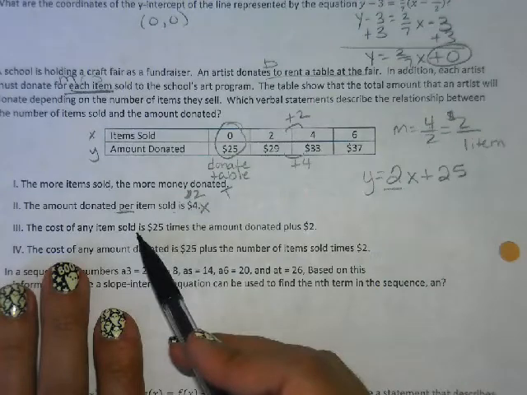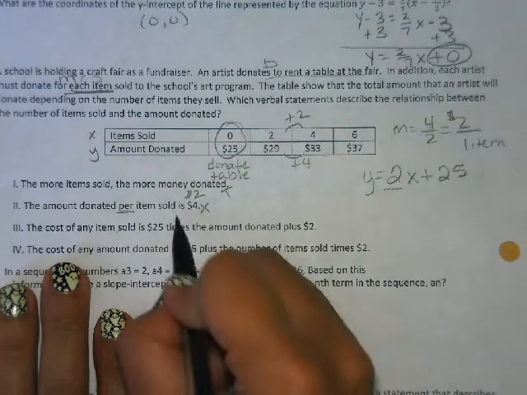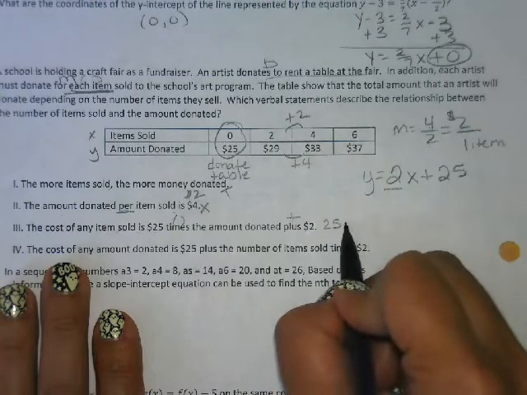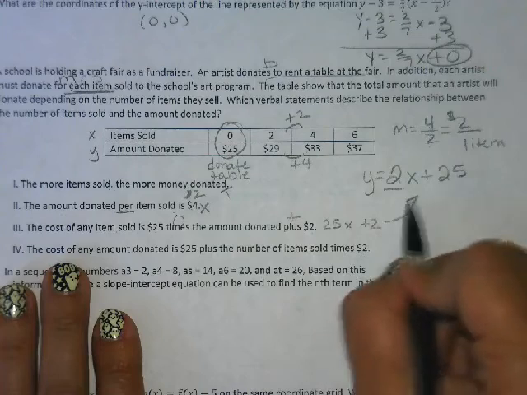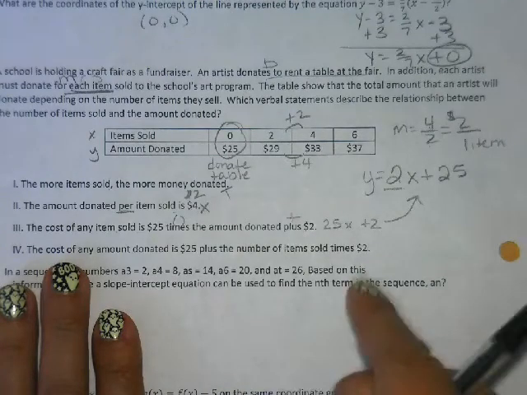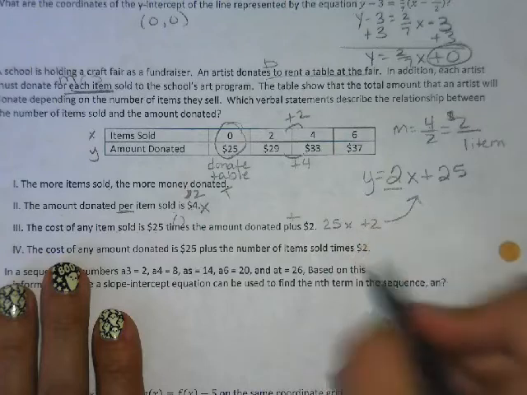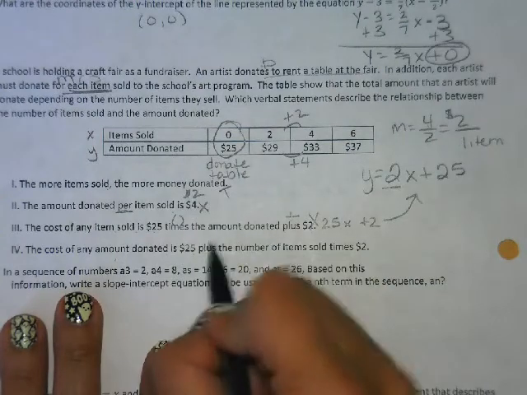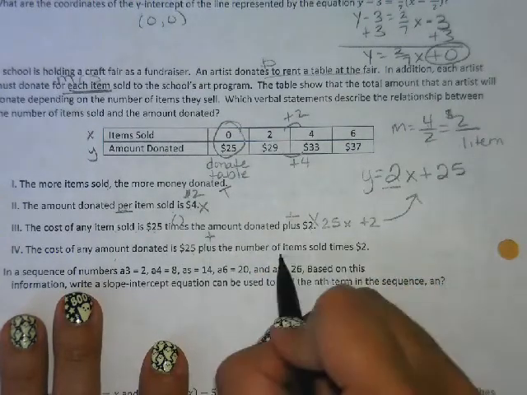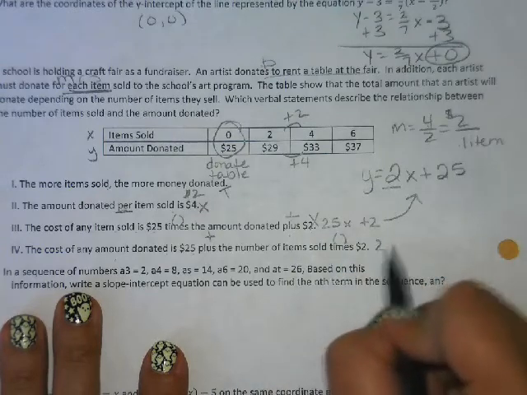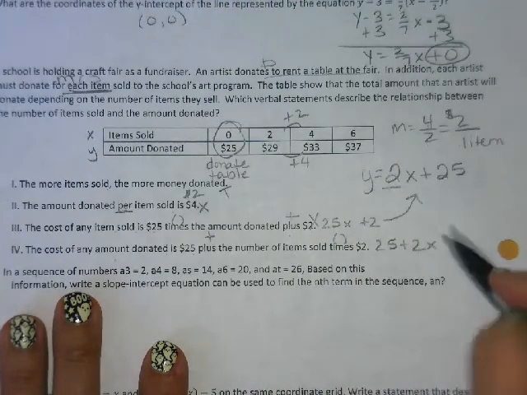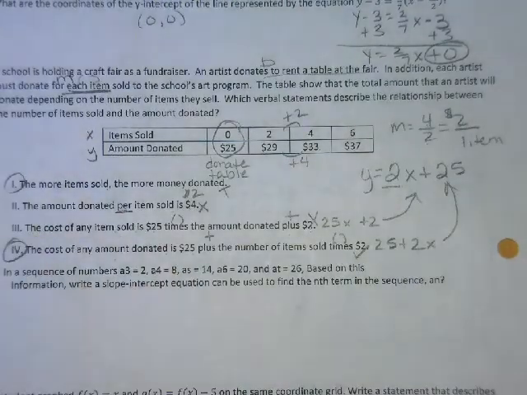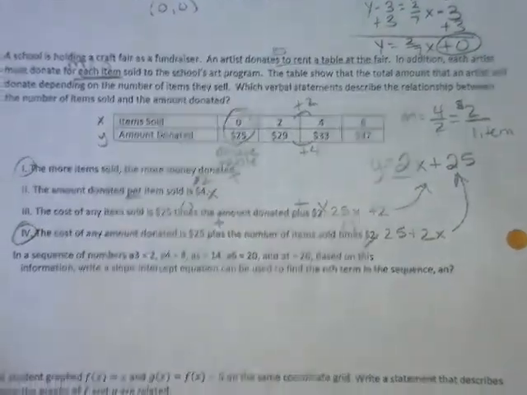The cost of any item sold is 25 times the amount plus 2. So that would look like this: 25 times the amount plus 2. That does not match the equation that we wrote. They have inverted the y-intercept and the slope, so this one is not true. The cost of any amount donated is 25 plus the number of items sold times 2. So 25 plus the number of items sold times 2. That, yes, does match. So we can see that 1 and 4 are in fact true in this situation.